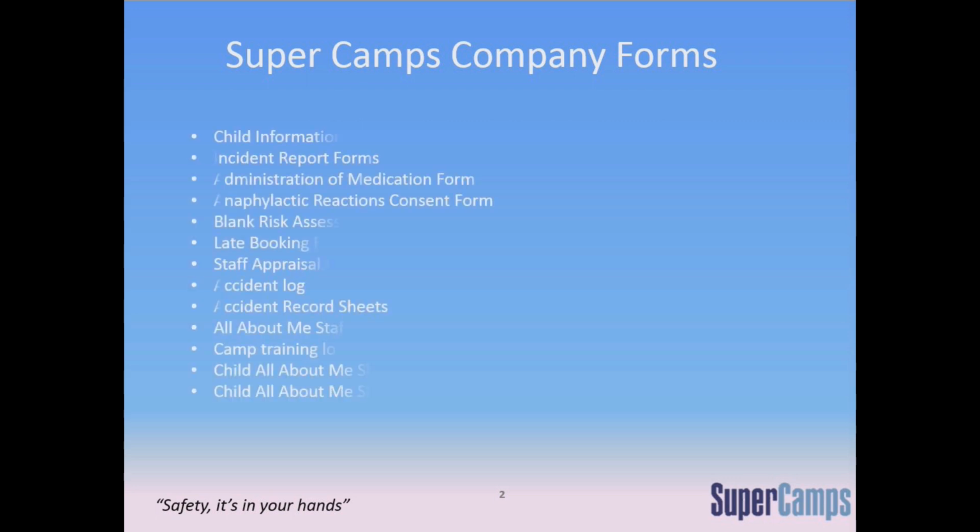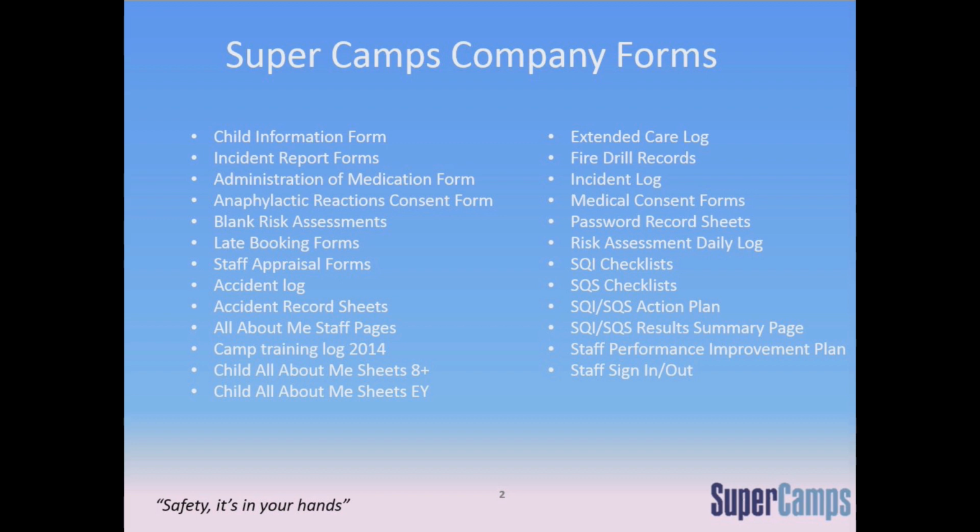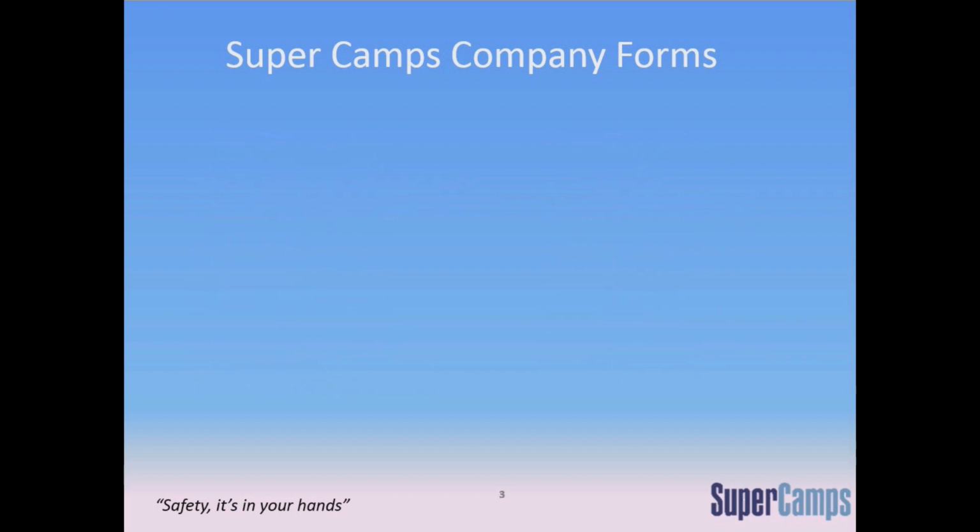Supercamps company forms. This is a list of all the forms that can be found on a Supercamps camp. We're not going to go through every single one individually, only a few of them of interest, the ones you'll be coming into contact with each day. And that is the incident report forms, the administration of medication form, the anaphylactic reaction consent form, the accident record sheets, the medical consent forms, the password record sheets. Let's have a look.